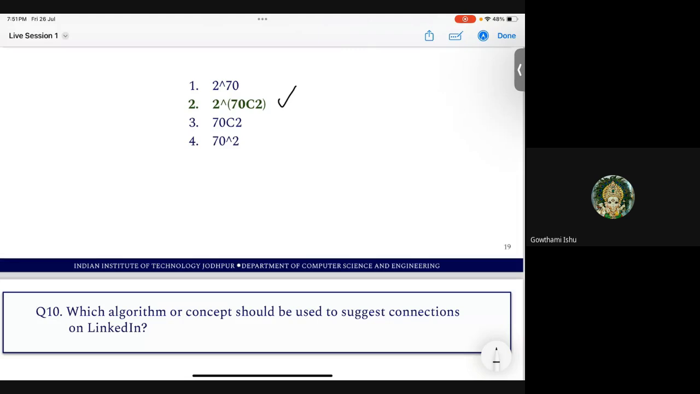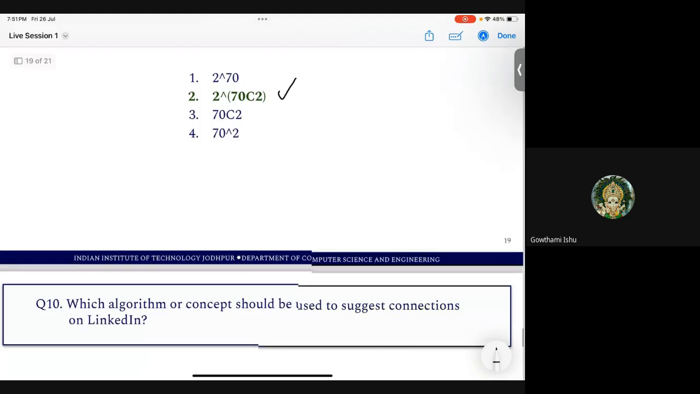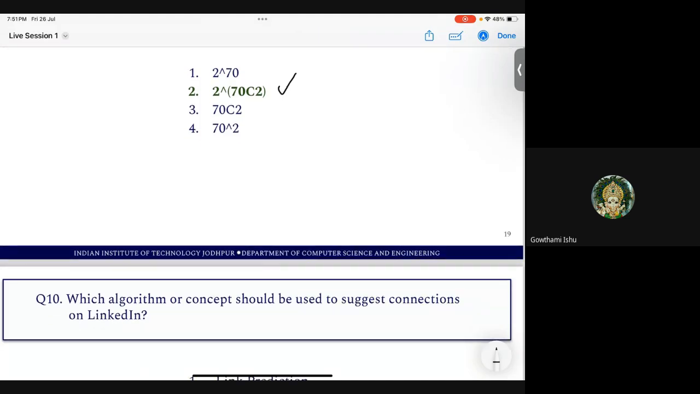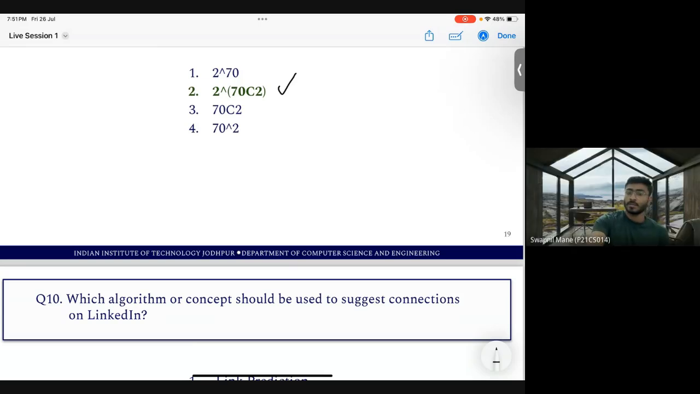From my point of view, link prediction is defined like this: if I have an Instagram or Facebook or Twitter account, and I followed actor Vijay, then suggestions are given to my friend to follow that too. Right, that is true.